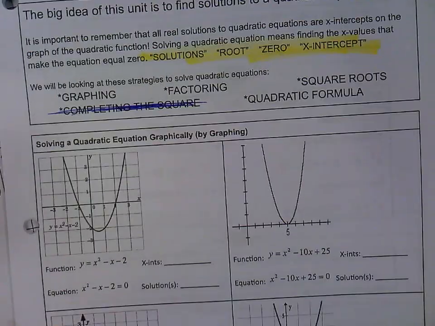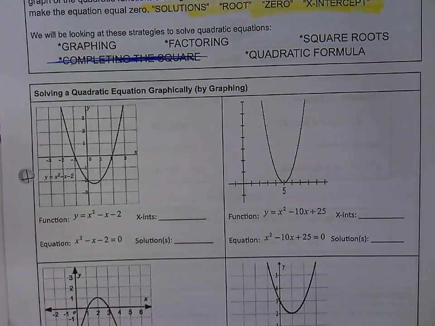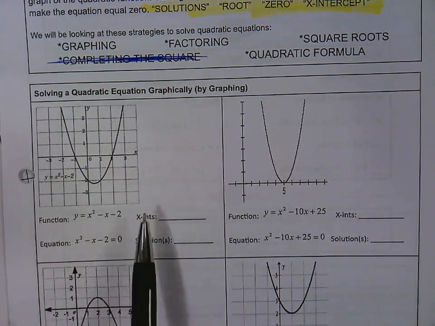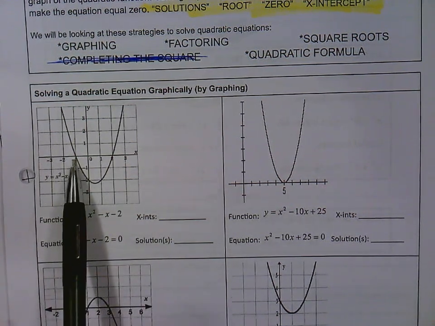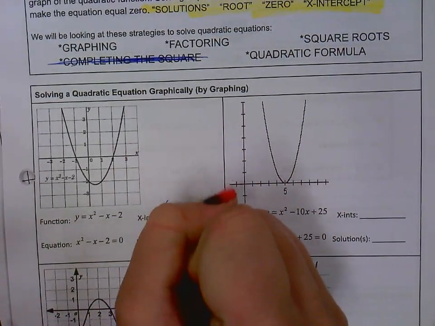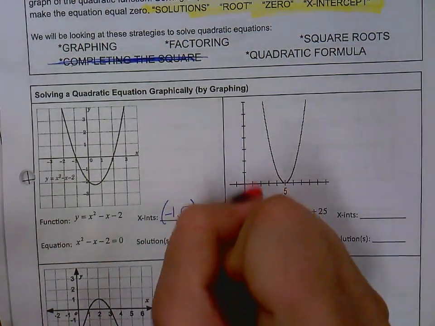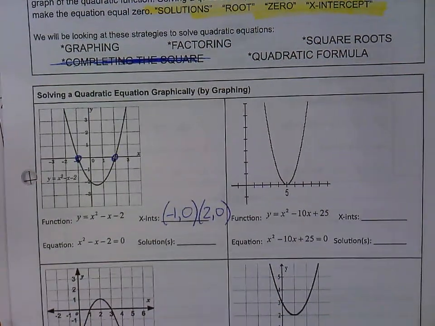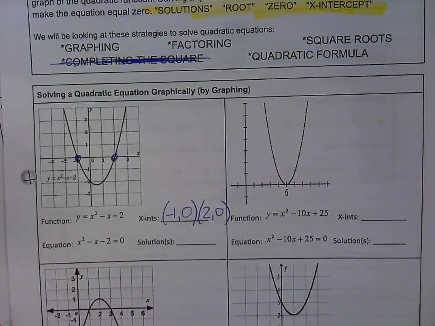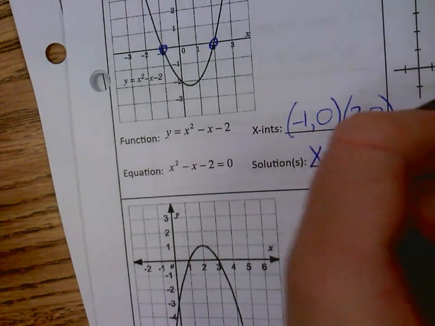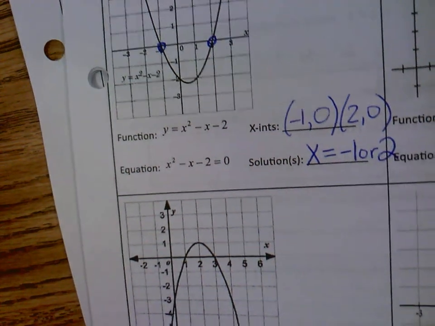So here's what it means today, solving a quadratic graphically. All it means is when you have a graph of a quadratic, here's my function. I already graphed it for you. The x-intercepts are what? -1 and +2. So if I was going to write it as an x-intercept, I would write it as (-1, 0) and (2, 0). See right off the graph? How do I write that as a solution? The way that you write it a little bit differently as a solution is you write x equals -1 or 2.